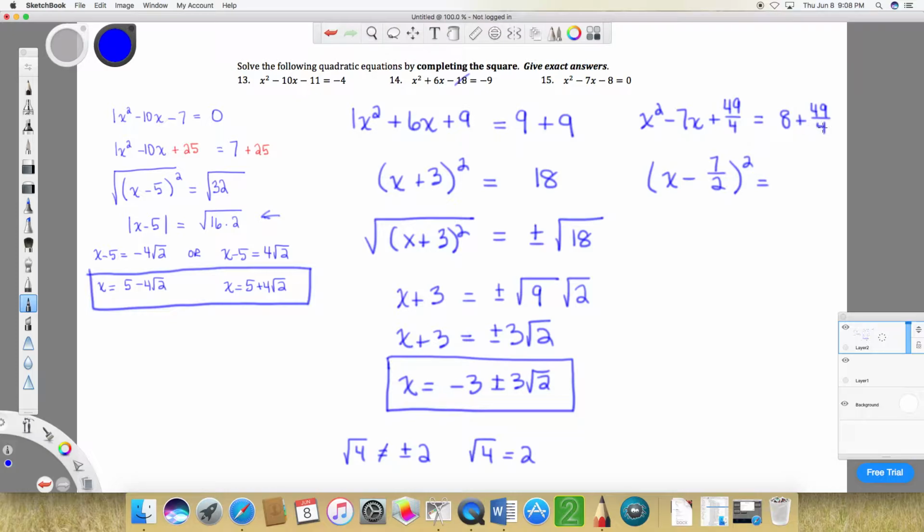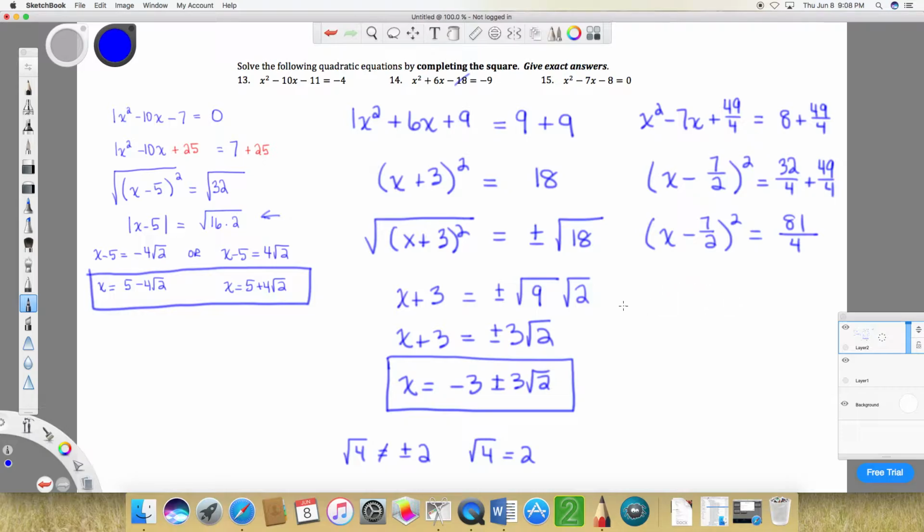Now, over here, I'm going to have to get a common denominator. I'm going to rewrite the number 8 as 32 over 4. And your calculator, these scientific calculators, can do all that for you. So now that I have a common denominator, I can add these two things together and get 81.